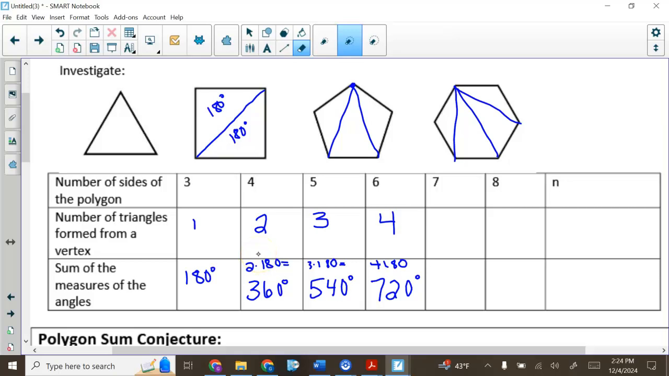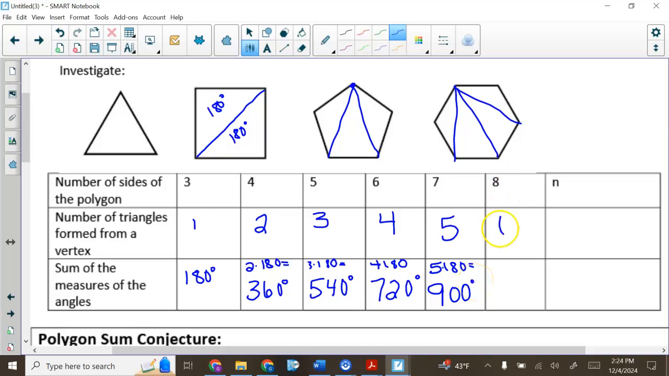All right, so what's happening each time? Notice the difference between the top number and the second number there, the number of sides to the number of triangles. It's always 2 less. So like this one, 7, that we don't have the shape for, we can just subtract 2 to get 5. And then we just take that 5 times 180 degrees to see how many degrees are in the shape. So that one would be 900 degrees.